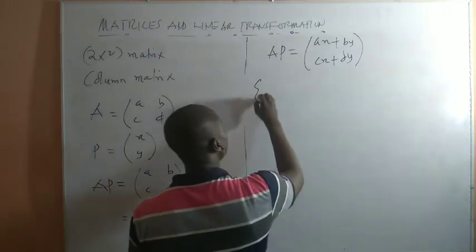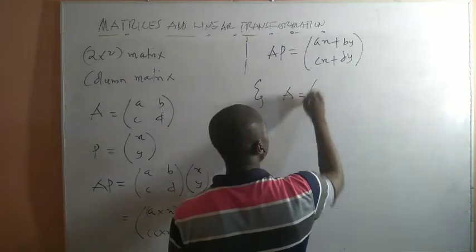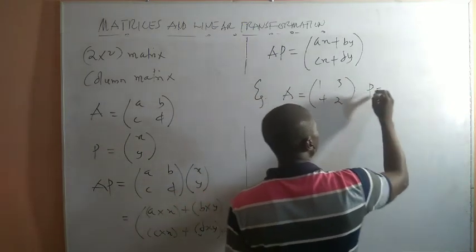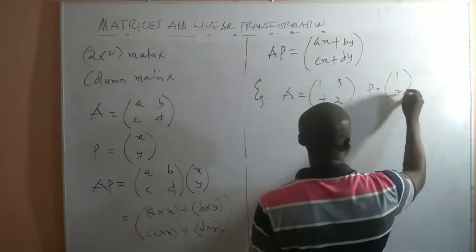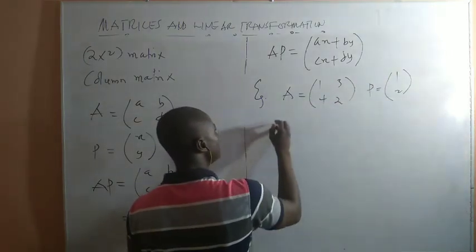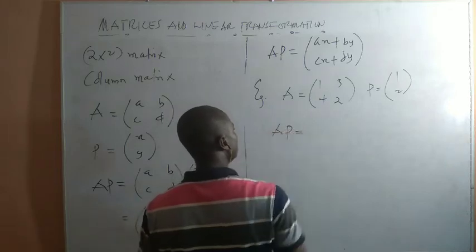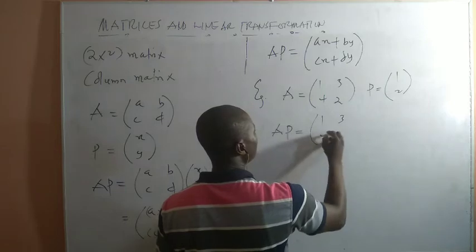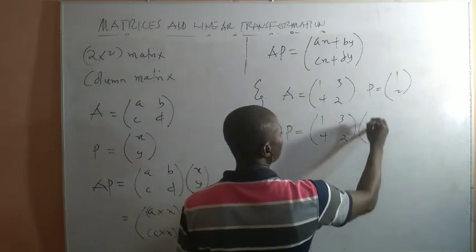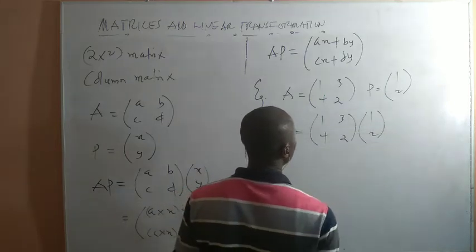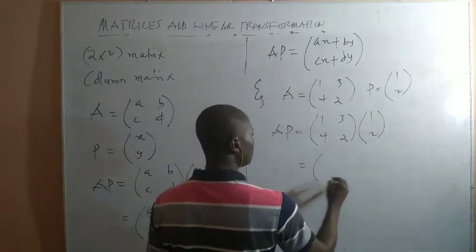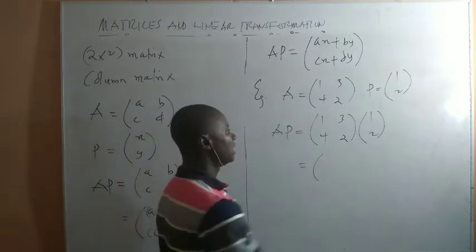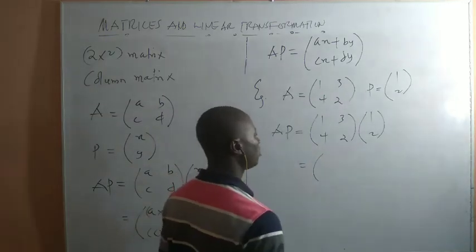Now, let's assume that we are given matrix A to be 1, 3, 4, 2, and we are given the column matrix P to be 1, 2. If we are asked to find AP, that means that we are multiplying the matrix 1, 3, 4, 2 by the column matrix 1, 2. And this will be equal to, don't forget, the first row will multiply the column matrix and the second row will multiply the column matrix.